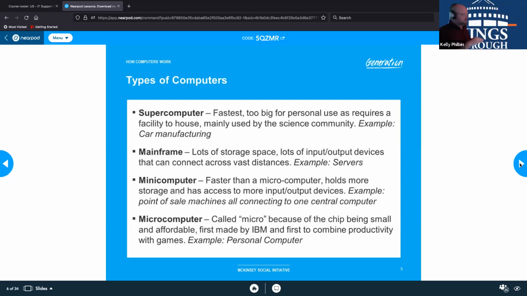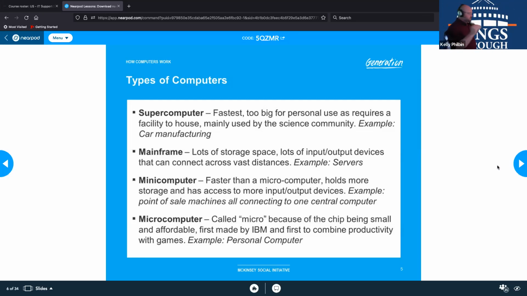And then you have minicomputers. They tend to be a little bit faster and more robust than an actual microcomputer. They tend to have more storage and more input-output devices. So this may be a point of sale machine that is connected, all connecting to this one central computer. That one central computer would be your minicomputer. Points of sale would be what are called thin clients, but we will get into those types as well.